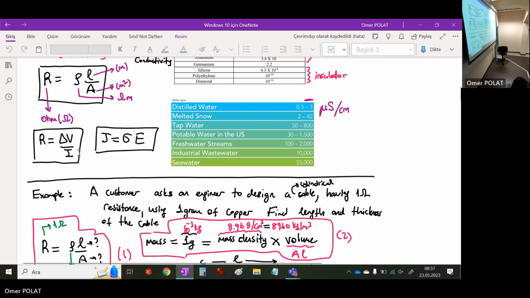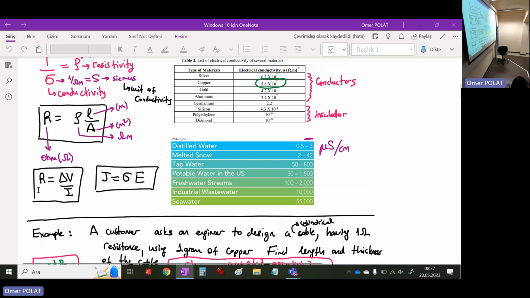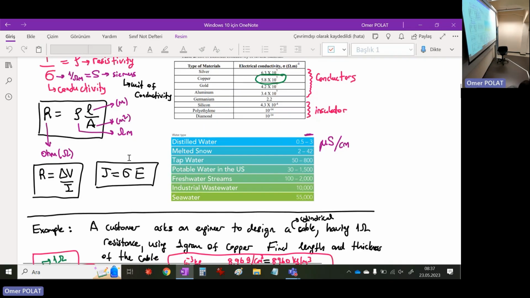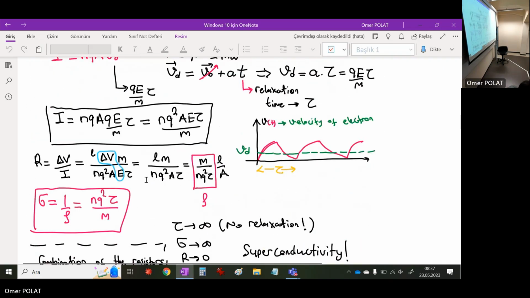Okay, so these are 3 important relations. Ohm's law, we can write in two different forms. Delta V over I gives the resistance. This is Ohm's law. Another form of Ohm's law is the relation between current density and electric field, and resistance given as a function of rho. Rho is the resistivity of the cable.